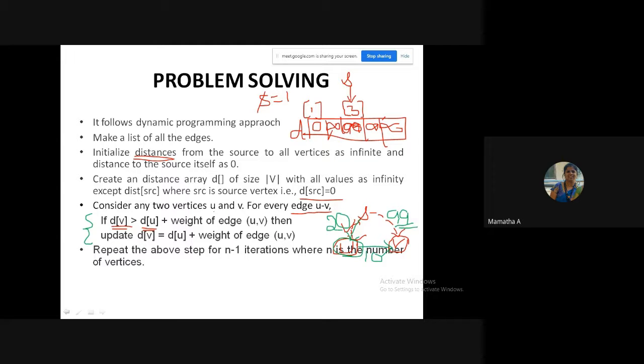How many iterations? N minus 1 iterations. The iteration keeps on repeating for n minus 1, where n is the number of vertices. It's very simple, there's nothing, no multiplication, no addition. Simple logic which you have to apply. Are you understanding? Right? So remember, for every edge uv, if dv is greater than du plus weight of the edge uv, then update dv. Otherwise, don't update. Let dv be as it is.